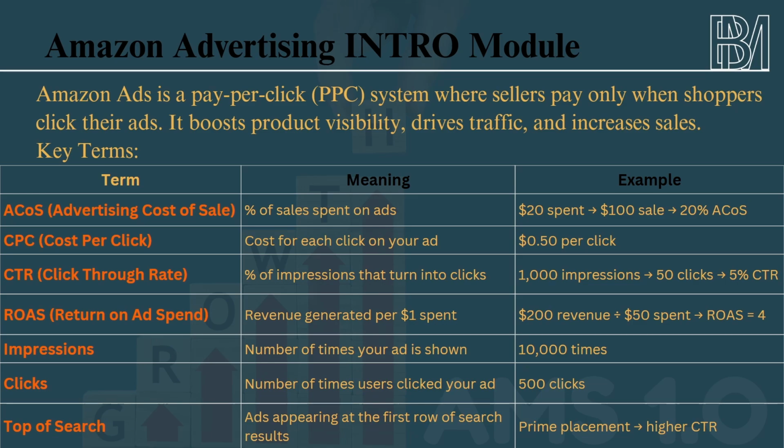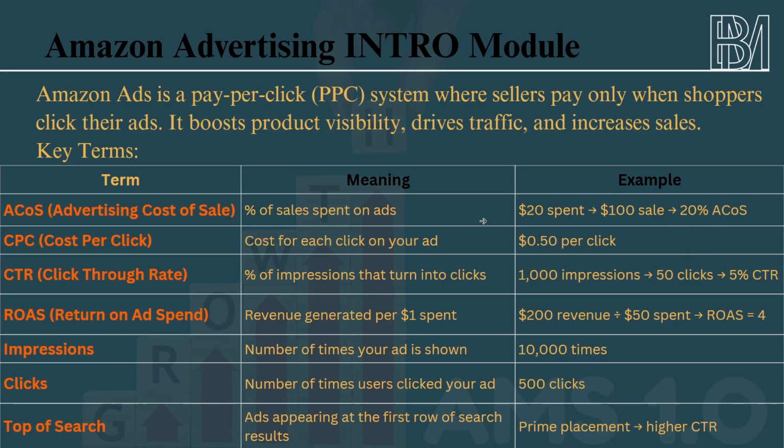So the next term is ACOS, that is advertising cost of sales. What that means is, it generally measures how much you spend on ads to generate sales. Like how much you spend on ads and how much ad sales you have generated. So for example, if you have spent $20 or 20 rupees on an ad and you have generated $100 in sales, what will be the ACOS? It will be 20%.